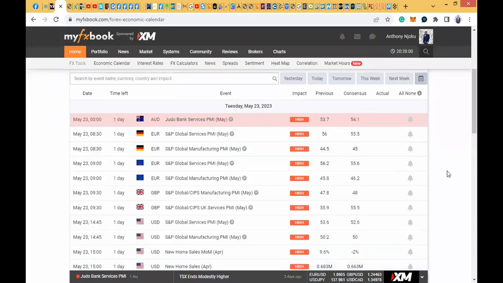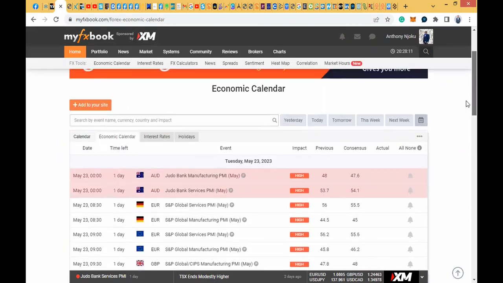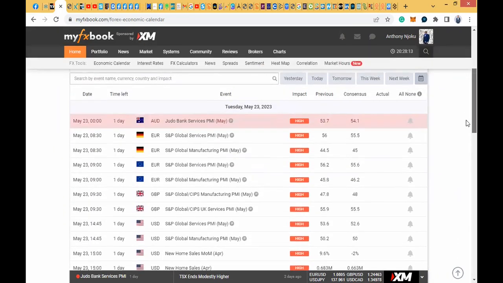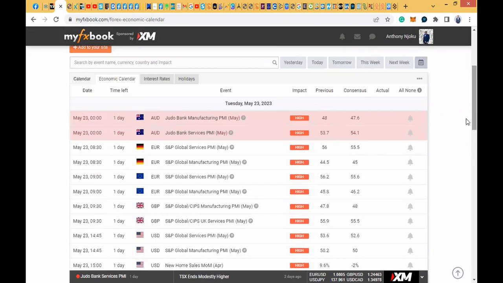If these are the participants in the market, when do we expect volatility? That is what we're trying to figure out right now with the help of the news. There's not much news on Monday, which is tomorrow, but we have high impact news on Tuesday for the AUD. This news has potential. This is by 12 o'clock a.m. for the AUD.